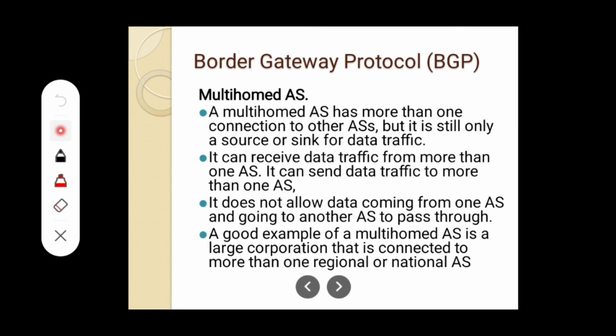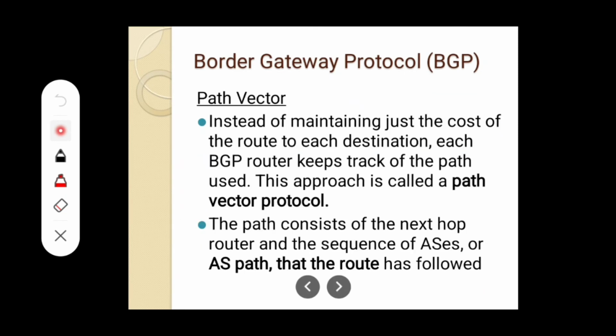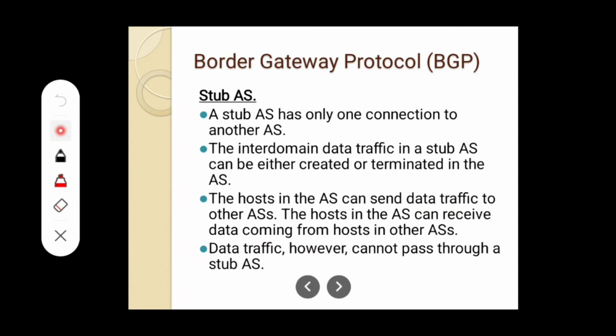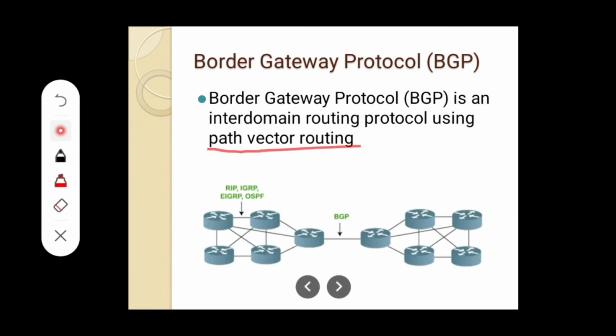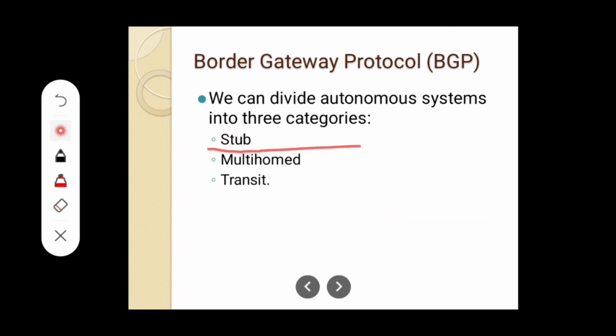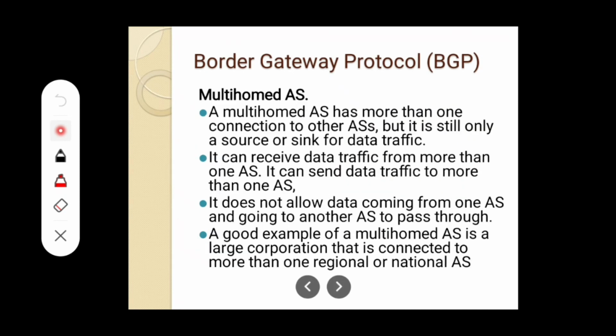Now we are going into the details of border gateway protocol. We have already learned that border gateway protocol uses a path vector routing algorithm. So what is that path vector routing algorithm that we are going to see now?